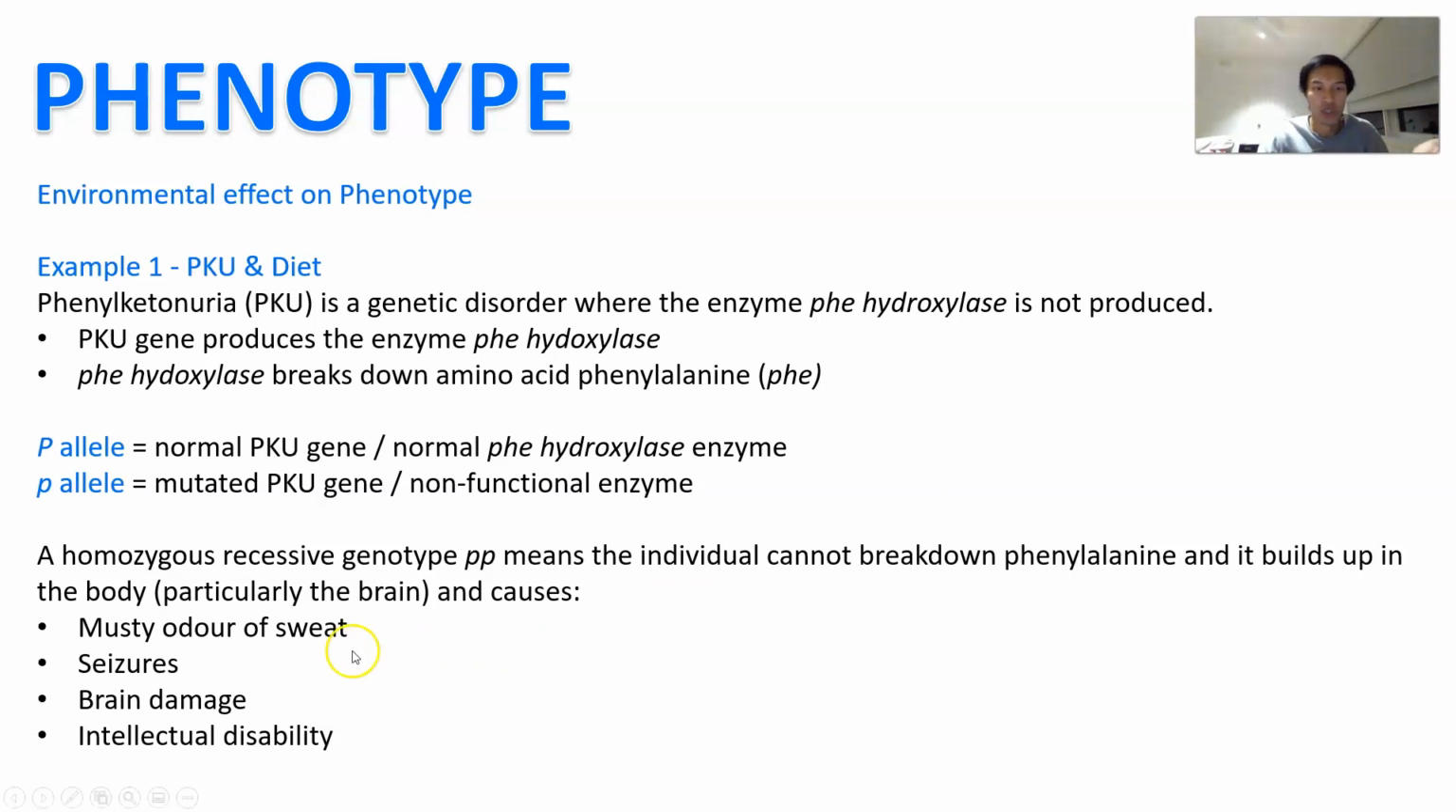One, it produces this musty odor of sweat on the body. Two, it can create seizures because of the buildup of phenylalanine. You can create brain damage and result in long-term intellectual disability because of that buildup of phenylalanine.